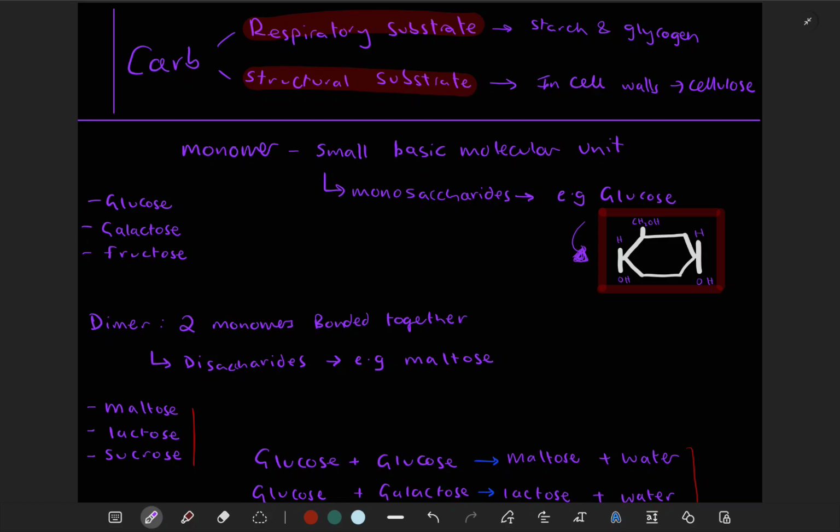Carbohydrates have many uses, but two main uses are that they, first of all, can be used as respiratory substrates and energy storage. For example, starch, which is a store of glucose and energy for plants, and glycogen, which is a store of glucose in mammals. Some carbohydrates are also structural substrates. An example is cellulose, which is used in plant cell walls, which provides structure and support for plants.